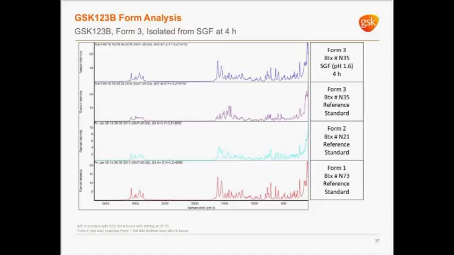Similar to the previous slide, we have a spectrogram of form 3, but after 4 hours of mixing. The other 3 scans are the same 3 reference standards from the previous slide. And in this slide, it's clear that the full conversion to form 1 has taken place.